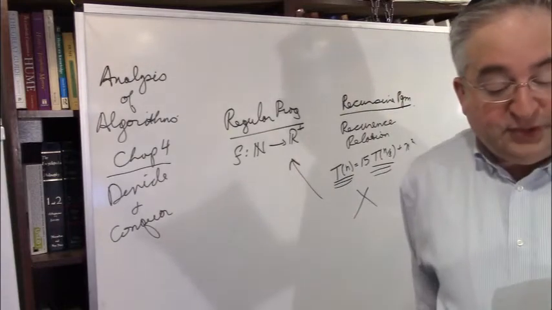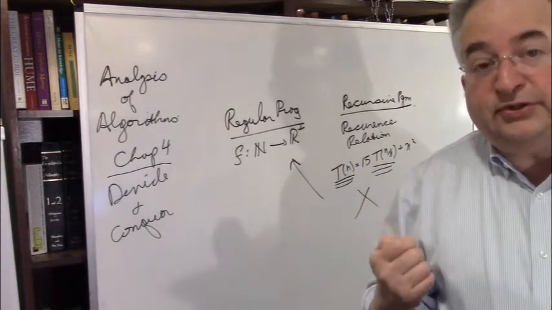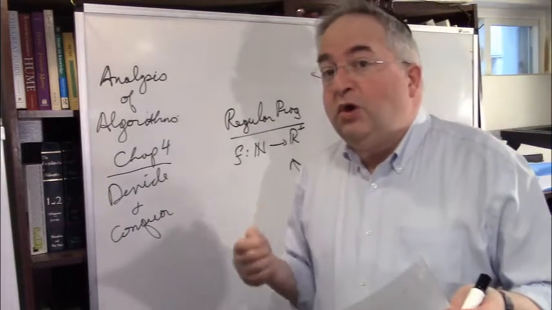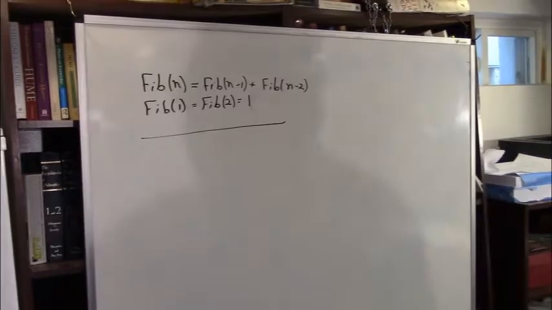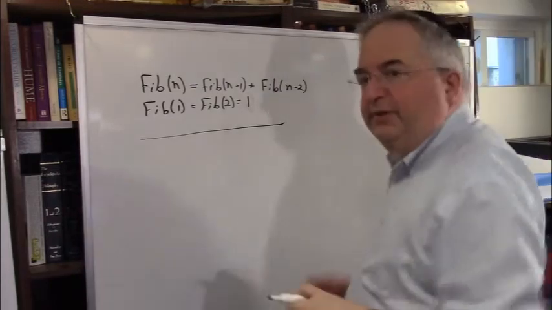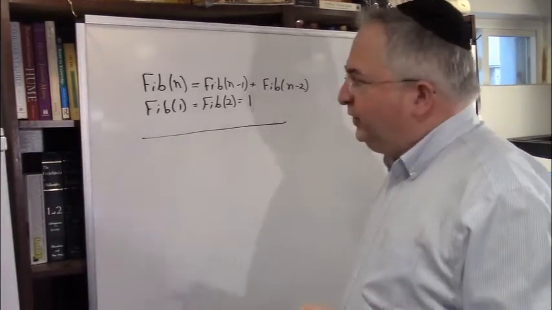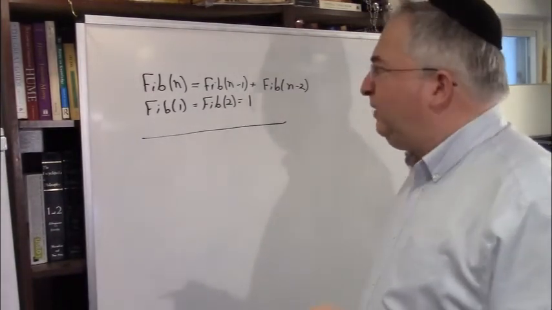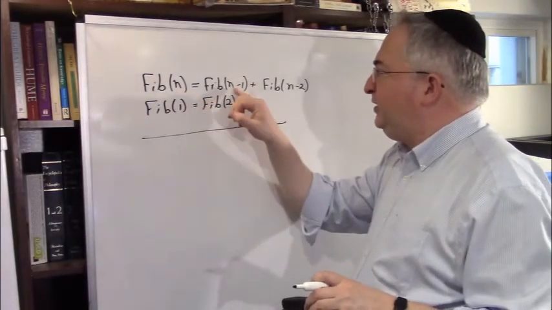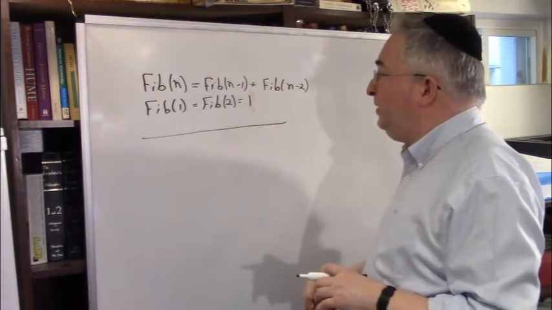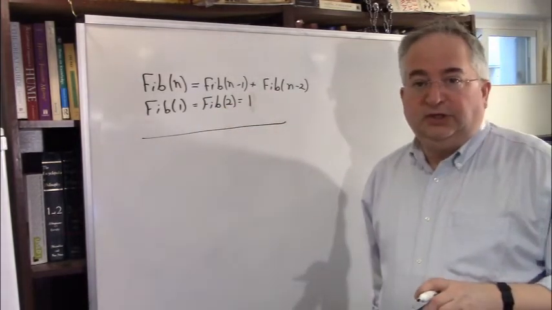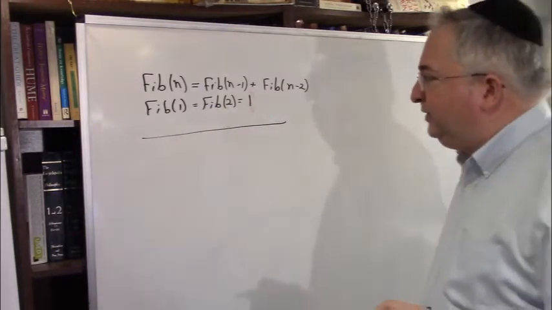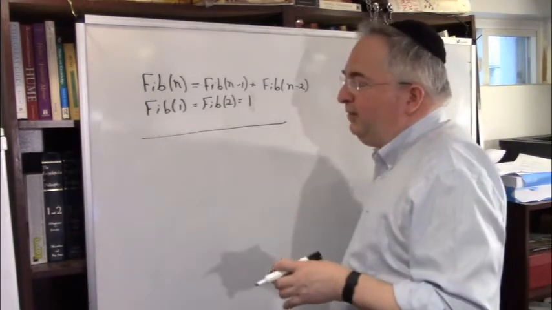Let's start off with some examples of recursion that we already know. Just baby examples of recursion. The first example you saw of recursion is probably the Fibonacci series. Fibonacci of n is equal to Fibonacci of n minus 1 plus Fibonacci of n minus 2. And the boundary conditions are Fibonacci of 1 is equal to Fibonacci of 2. You start off with both of them equaling 1.